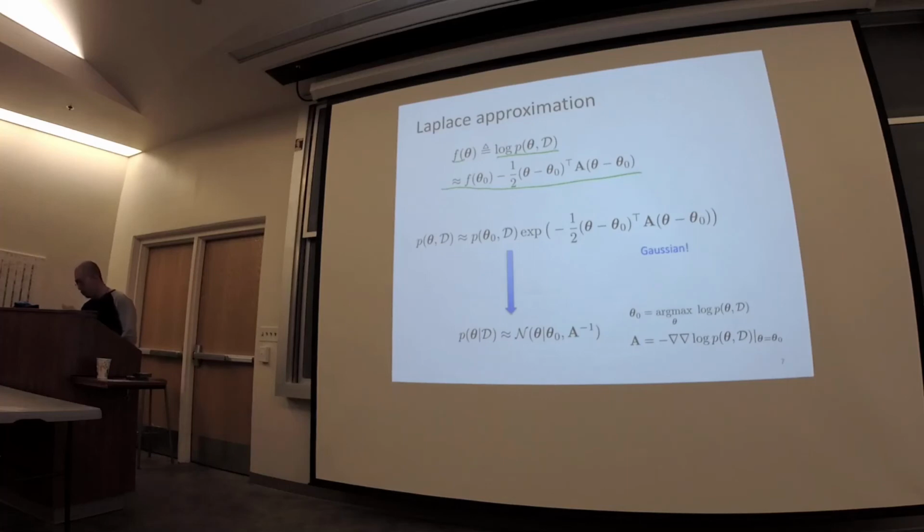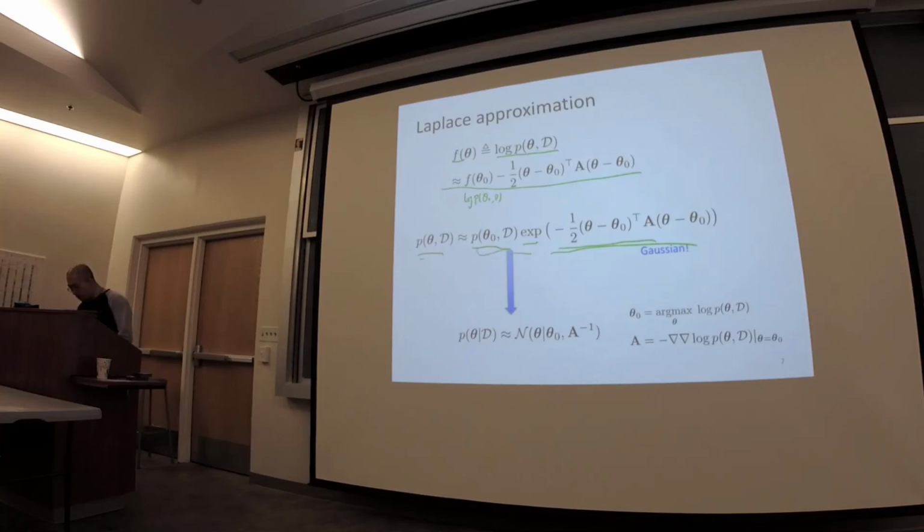Then to recover the joint probability, I can take the exponential on both sides, right? On the left-hand side, it becomes the joint probability. On the right-hand side, this is the log joint probability at theta 0, right? So if you take the exponential of f(theta 0), it becomes the maximum joint probability times the exponential of this negative half quadratic term, right? So what does this look like? It's a Gaussian, right? This is a Gaussian.